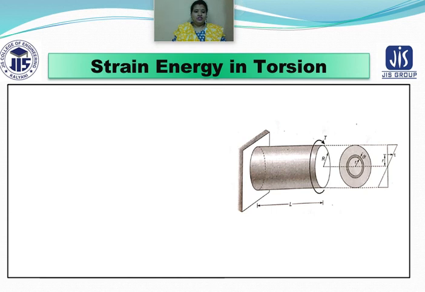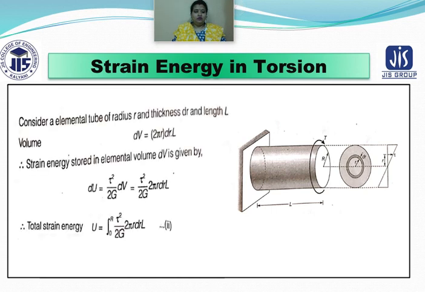Now strain energy in torsion you can see in this particular figure. This is a solid shaft, and this is the outer radius R. You have considered a strip with thickness dr. If you consider an elemental tube of radius r and thickness dr, and you have considered the length of the shaft as l, then your volume is what? dV is equal to 2 pi r into dr into l. That is area into length, which is your volume.